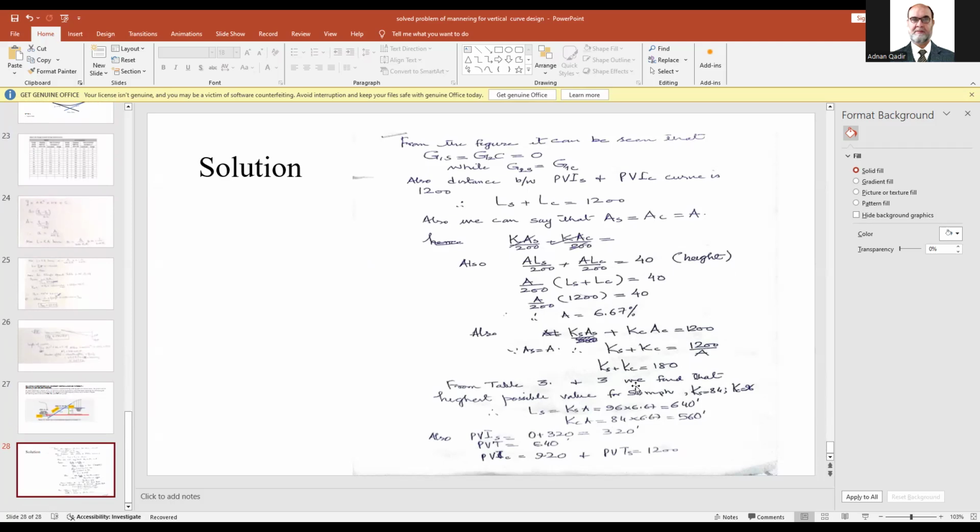So once we know that, obviously, 96 and 84 is confirmed. So now we know the length of the curve. And once we know the length of the curve, everything becomes trivial. PVI becomes 320 feet, PVT is 640 feet. But because we have to add the length of the PVC, the PVT for the crest curve is simply 1200 feet. So that's how this problem can be solved. I hope I was able to communicate. Thank you very much for your time.